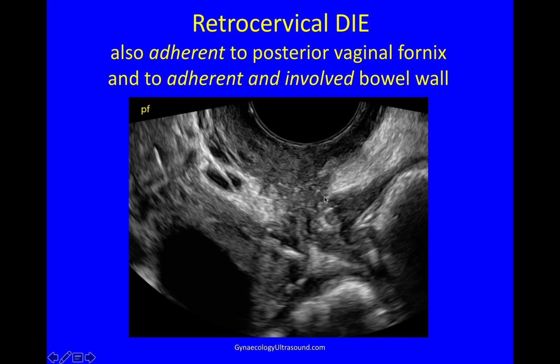Here we've got a nodule of deep infiltrating endometriosis, which is adherent to the posterior vaginal fornix and adherent to bowel and involving bowel. And I'll show you that in a moment. There's the nodule of DIE at the torus. There is the attached but not involved posterior vaginal fornix, and here is the bowel wall.